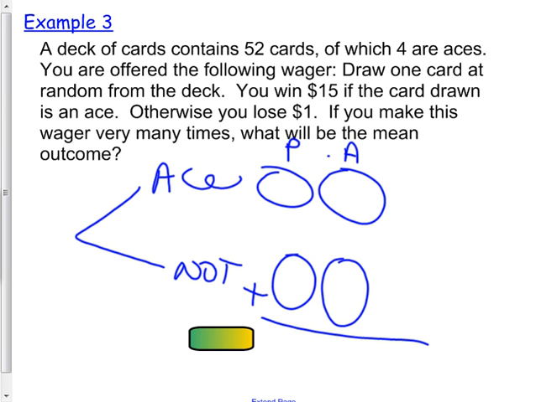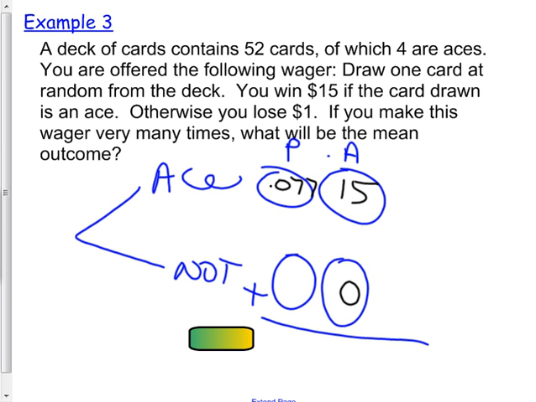All right. I like to figure the losing-the-dollar thing is just meaning you're not going to win anything. The amount you win is 0 on this one. The amount you win is 15 on this one. Okay, probability. What was 4 out of 52? Sorry, what is 4 out of 52?